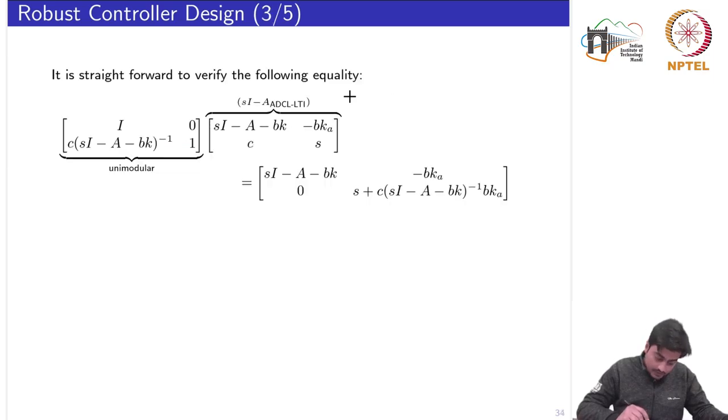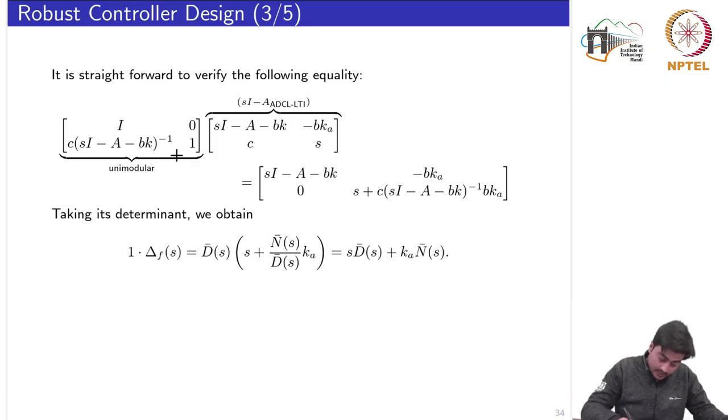Okay, now let's move further. So if I pre-multiply this matrix, which is the sI minus A matrix of the augmented disturbed closed loop LTI system, by any unimodular matrix, then by taking into account the property of the matrix, it won't change anything. So I can write it as equal to this one, where the unimodular matrix has been chosen as this one. Okay, now taking the determinant on both sides, the determinant of a unimodular matrix would be 1.